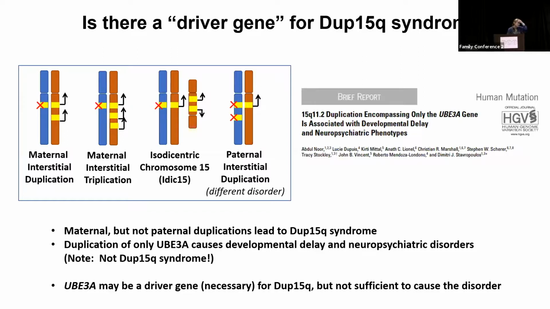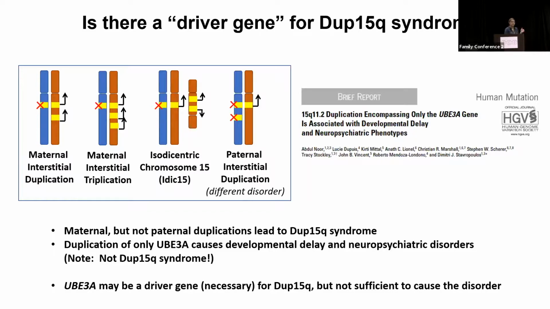So I think that this brings up a possibility that UBE3A may indeed be a driver gene. It's necessary for Dup15q syndrome, but it's not sufficient. UBE3A duplications alone aren't sufficient to cause 15q duplication syndrome. So what do we do with that information?